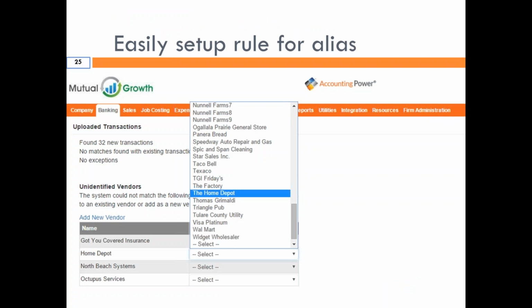The other thing is when the name is a little bit different on the bank statement from what you have set up as the vendor, then you set up a rule for aliases. So the next time it'll know when it sees that name, it'll automatically assign it to the right vendor.